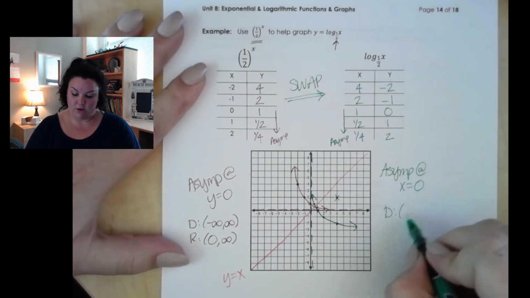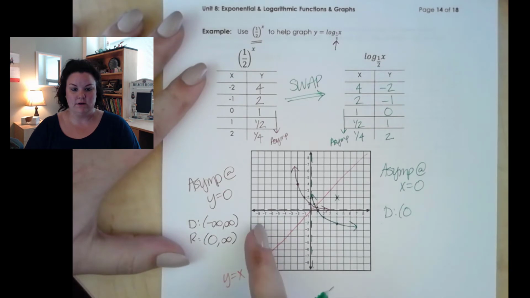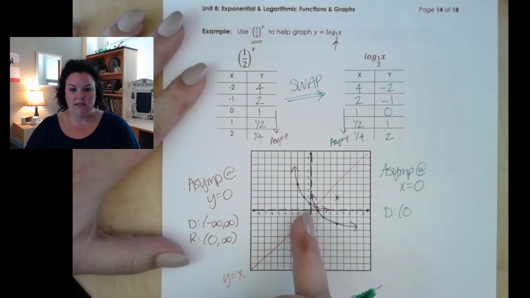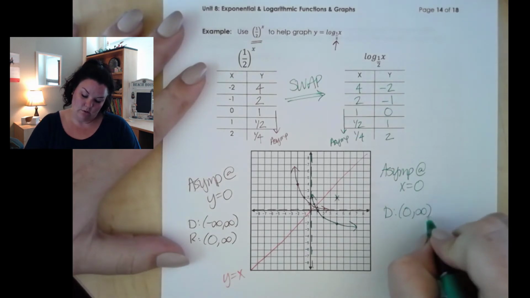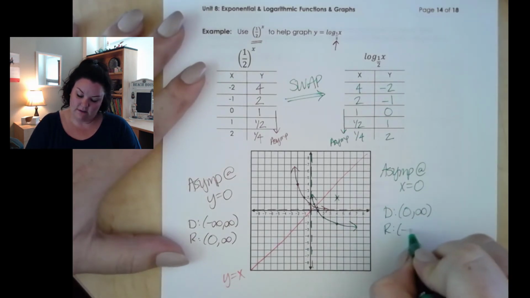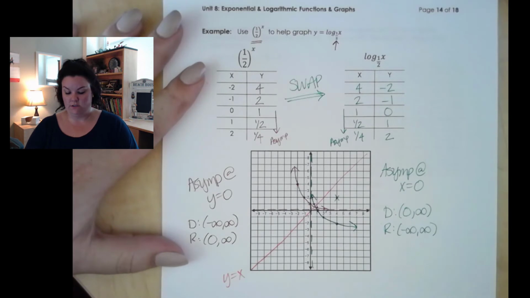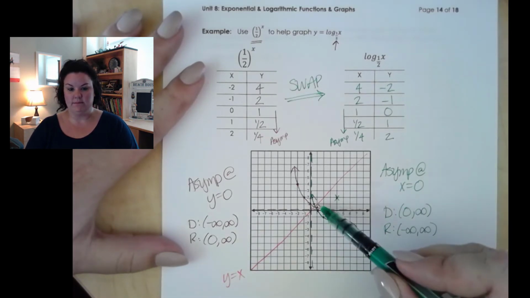Now our domain can't go past into the negatives, right? So it's going to start at 0, and then this function can go as far as it wants out to the right. Range is unaffected, right? It knows no bounds. So this can keep going down, this can keep going up.